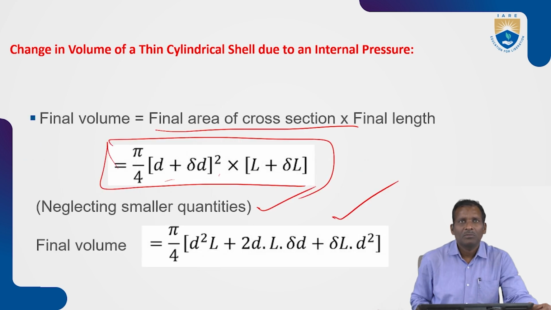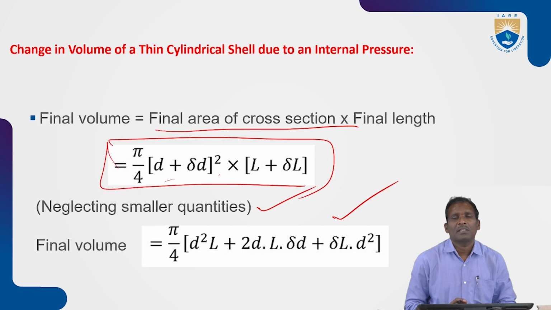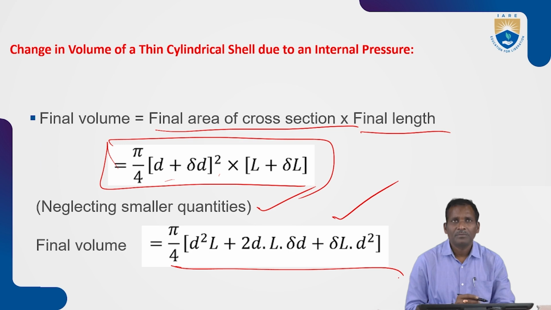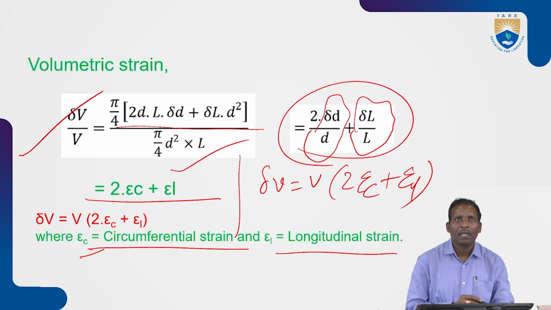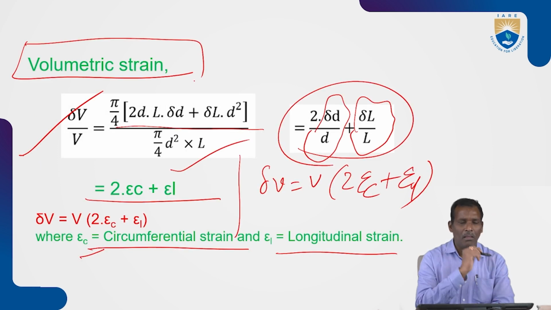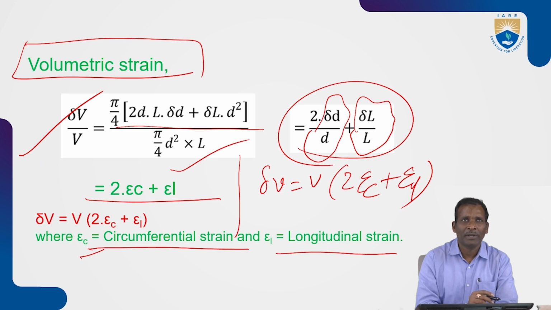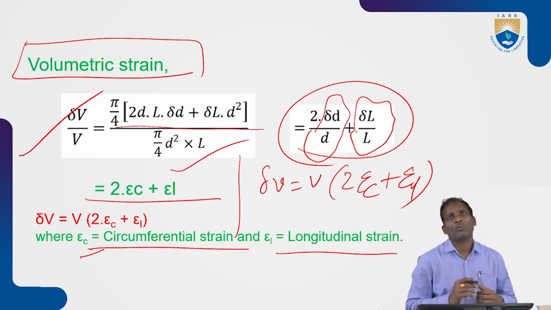So final volume is the final area of cross section multiplied with the final length, and the final volume we already derived. And the change in volume also we have derived. Now calculate the volume. This is the final volumetric strain. They may ask in examination, so define volumetric strain.